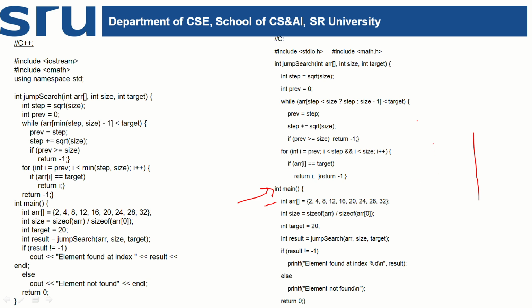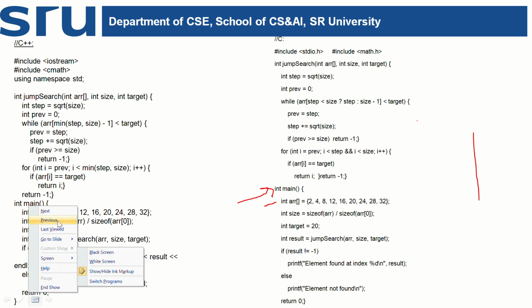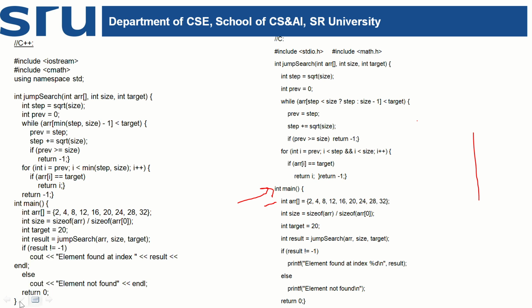To understand this, I am drawing one box here. We don't have any options, so I am drawing here to better understand things. How many values do we have? 2, 4, 8, 12, 16, 20, 24, 28, 32, so 9 values. So we need 9 boxes.